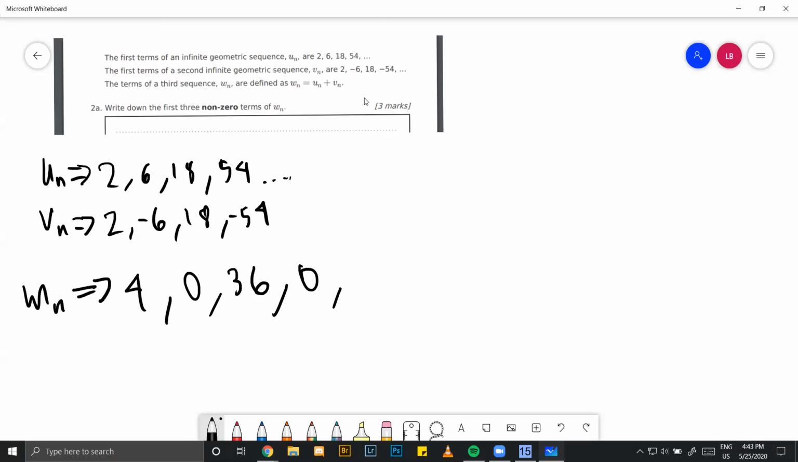Now for the next term of Wn, I need to sum up the next two terms, but that's not been given to me. So now I need to figure out what exactly is the pattern happening in these two sequences. So let's look at this. Un starts off as 2, so we know that U1 is equal to 2. And then it becomes 6, then 18, then 54. So if you notice, the r value, the constant ratio for U, is equal to 3. You keep multiplying by 3 each time. So if you multiply 54 by 3, you would get 162.